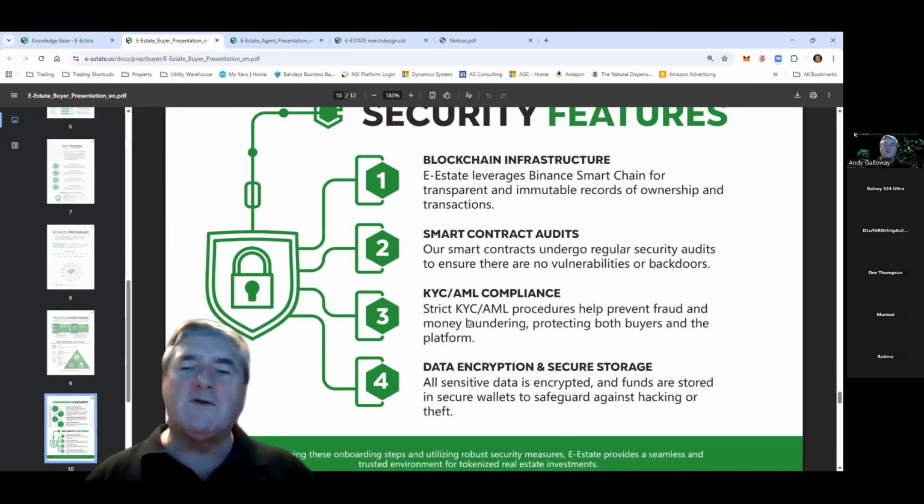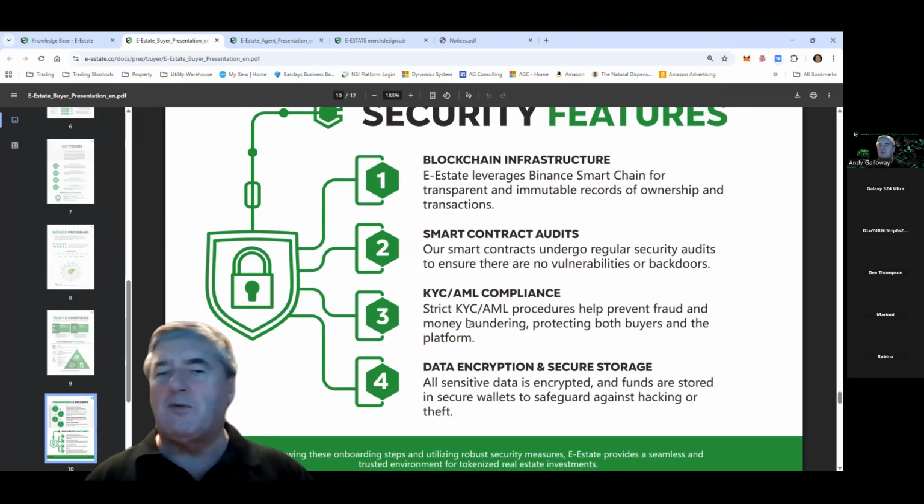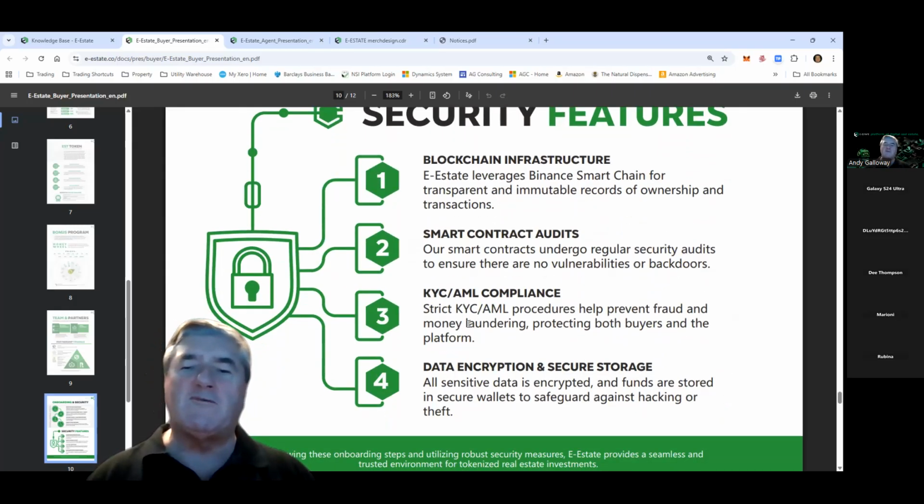So there are security features around the whole setup, the blockchain infrastructure. We've spoken about that a few times. Smart contract audits. Okay, the smart contracts that we deal with undergo regular security audits to make sure that it's still secure.